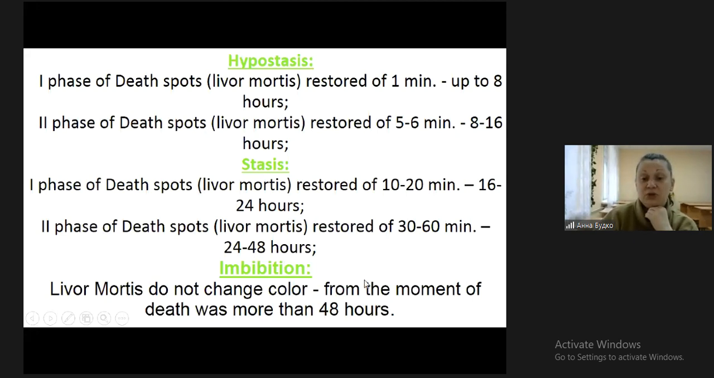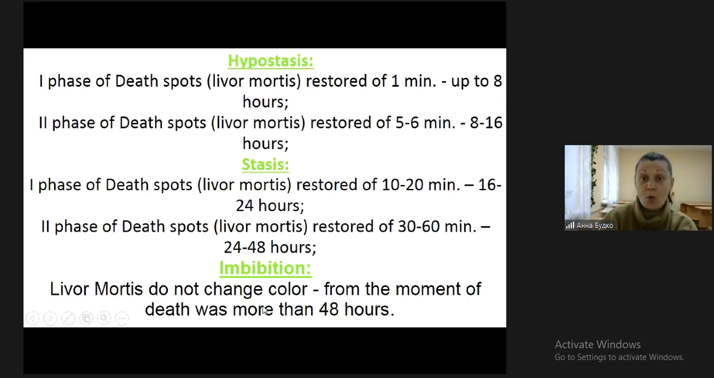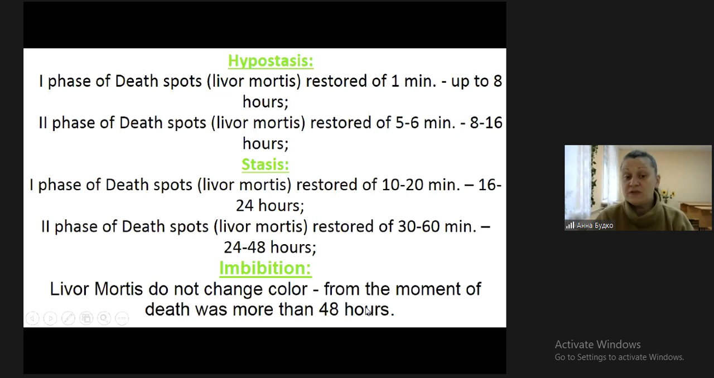Livor mortis, imbibition. If in imbibition a forensic medical expert presses on the livor mortis, it does not change color. Why? Because, as the name of the phase implies, imbibition is blood infiltration of soft tissue. The plasma and the blood cells go outside into the soft tissue, into the skin. All elements of blood migrate into the skin and the soft tissue. As a result, after pressure in imbibition, livor mortis does not change color. As a result, the postmortem interval is more than 48 hours.